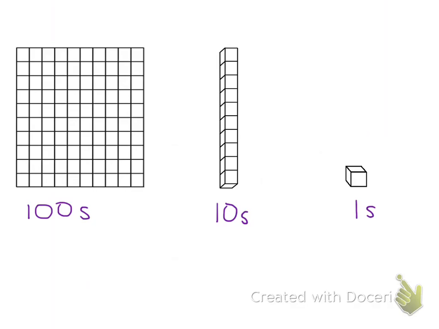So when we use these place value blocks for expanded form, we're going to be using the hundreds for the digit in the hundreds place. We're going to be using the tens to represent the tens place, and the units for the ones.